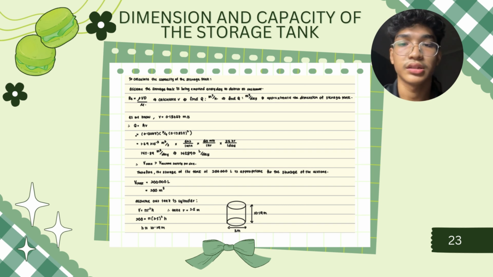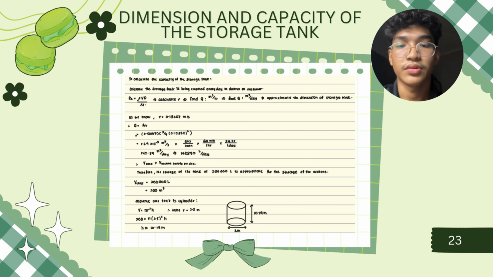So now we are calculating the dimension and capacity of the storage tank. As we know, the velocity of the flow is 0.13067 meter per second, and we apply the continuity equation Q equals AV to get 145.89 meter cube per day. So we need to convert it into liter, which is equivalent to 145,890 liter per day.